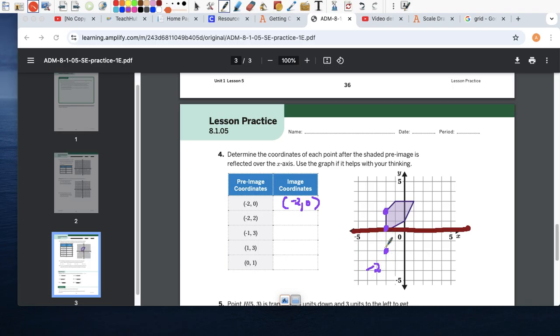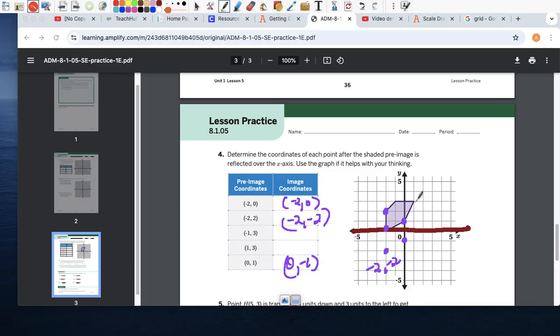Negative 2, but instead of 2 up would be 2 down. So we're going to write negative 2 and negative 2. This point is 1 unit above the water, so its reflection would be 1 unit below the water. So it's going to be 0, comma, negative 1.